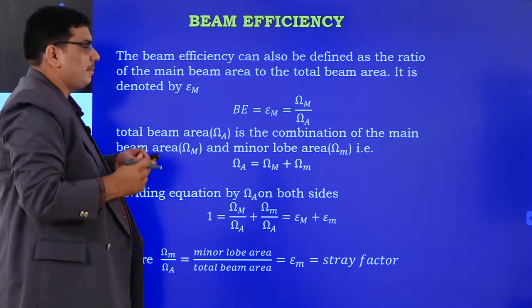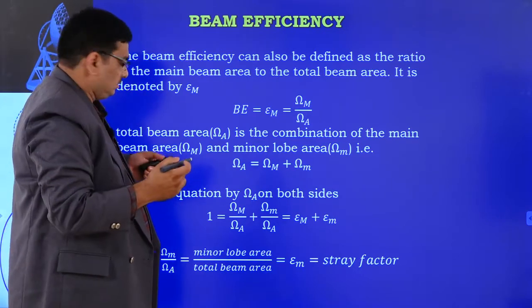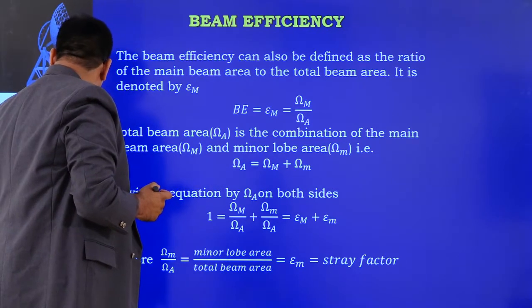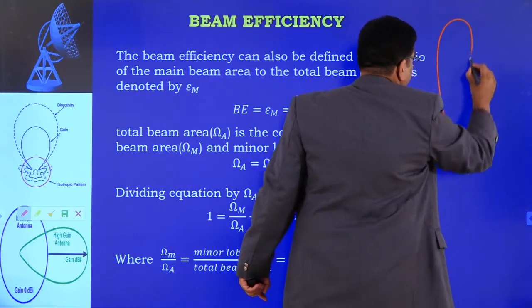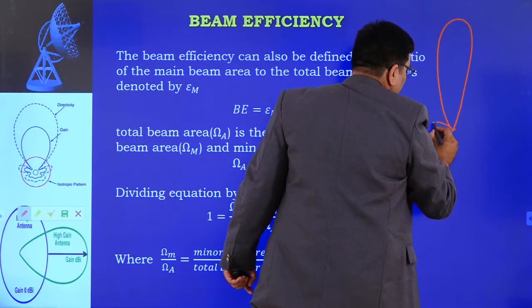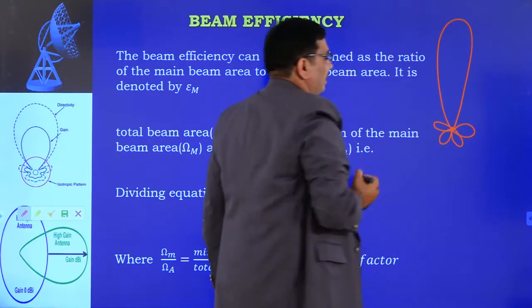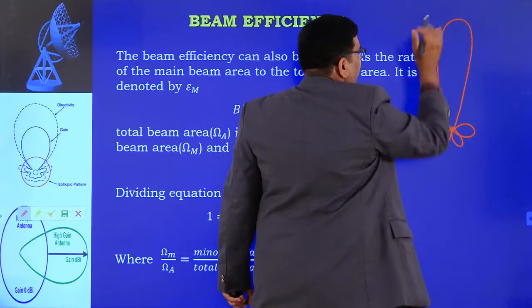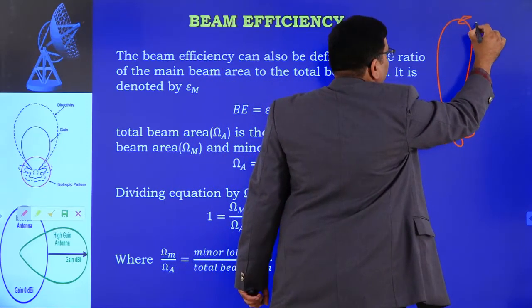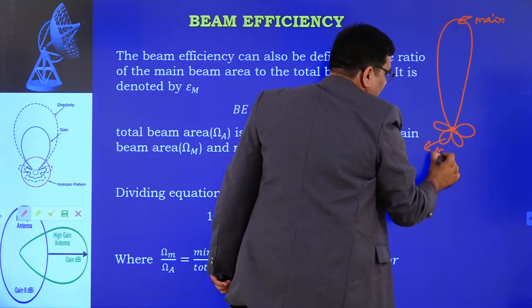The next important parameter is beam efficiency. As we have seen in the previous diagram, this is our main beam. It also has some side lobe levels or minor lobes. This is the actual total beam. This is your main beam and these are your minor beams.